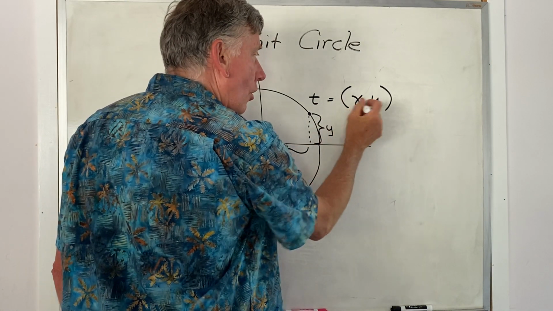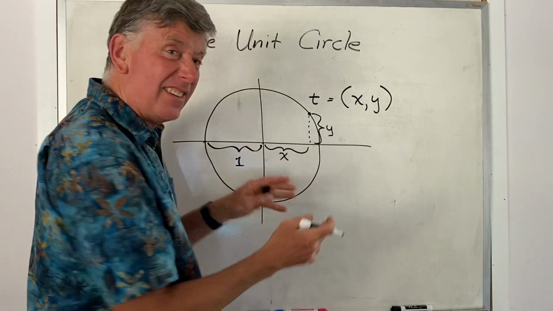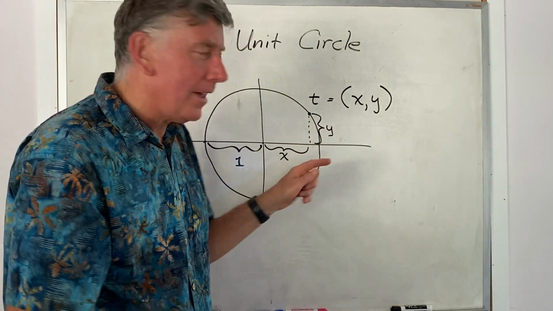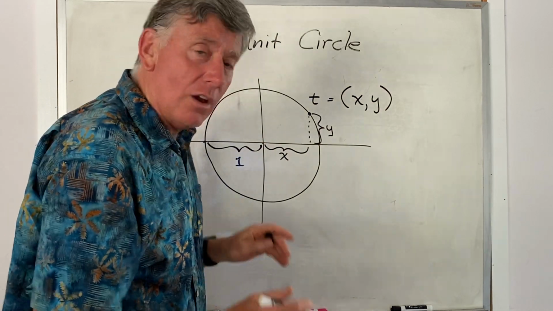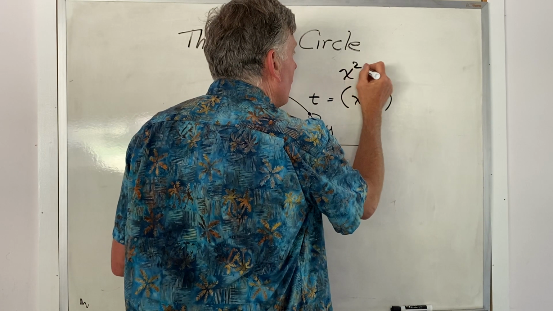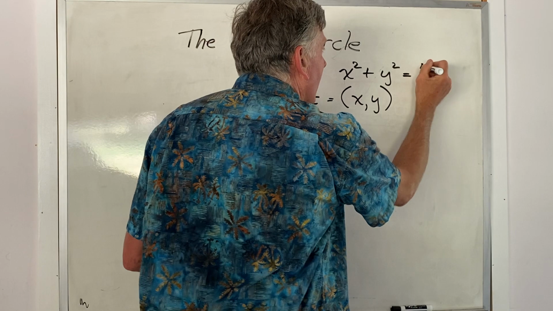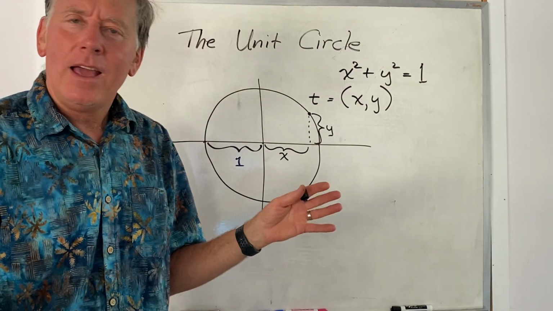And what we know about xy, we know that x is something less than 1, the way I've drawn it, and we know that y is something less than 1, the way I've drawn it, but we also know, whatever these numbers are, that x squared plus y squared is equal to 1. That is true for every point on this unit circle.